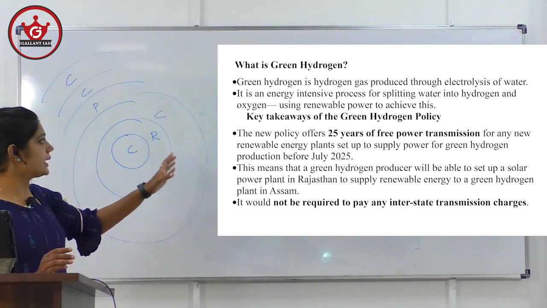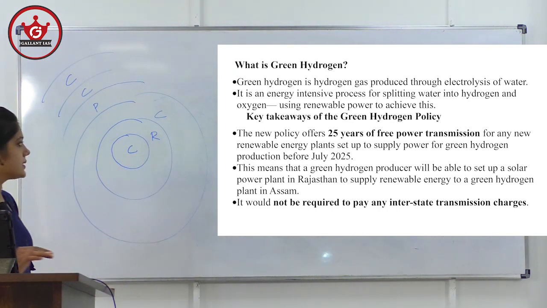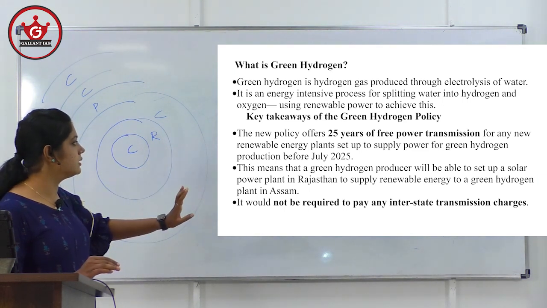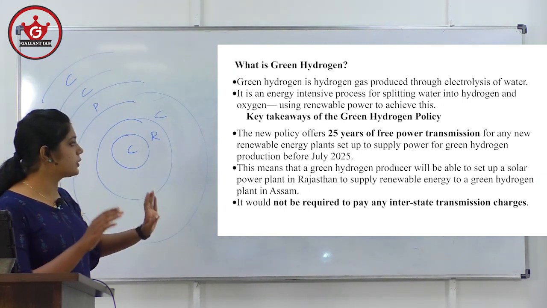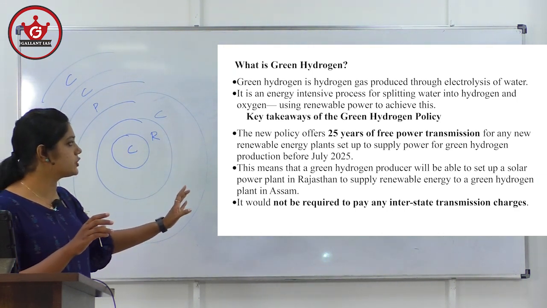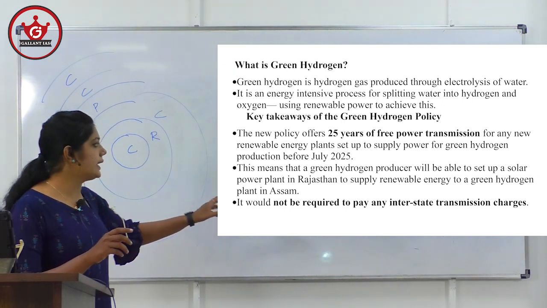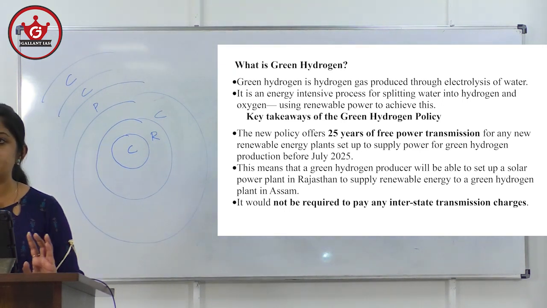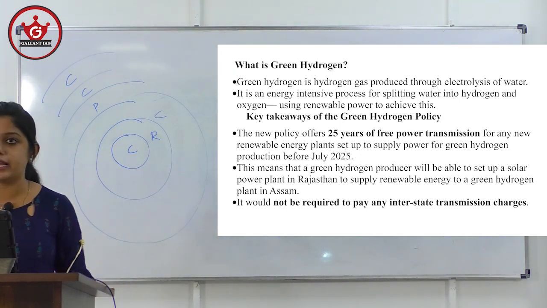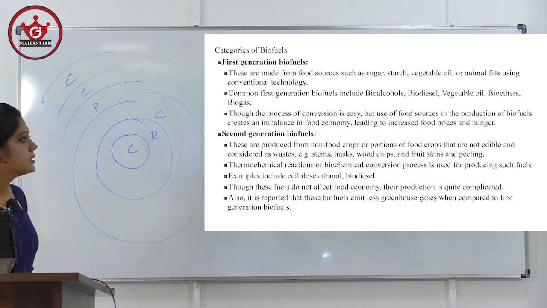And key takeaways of the green hydrogen policy. India has come up with a green hydrogen policy. The new policy offers 25 years of free power transmission. This means that a green hydrogen producer will be able to set up a solar power plant in Rajasthan to supply renewable energy to a green hydrogen plant in Assam. It would not be required to pay any interstate transmission charges. Really important. Moving on further.